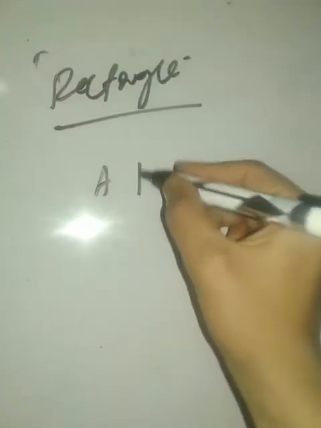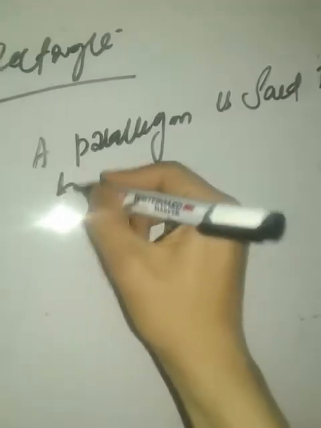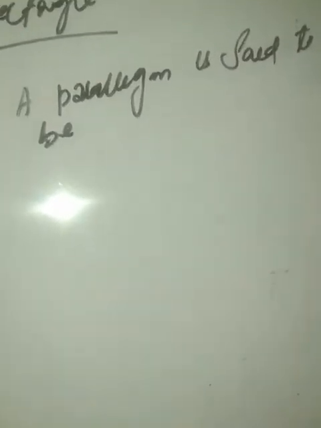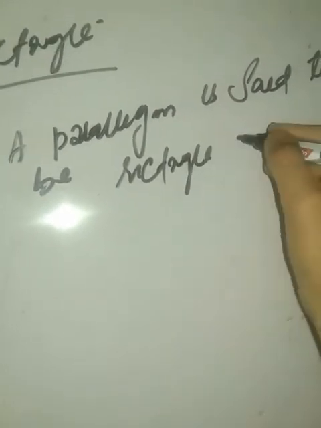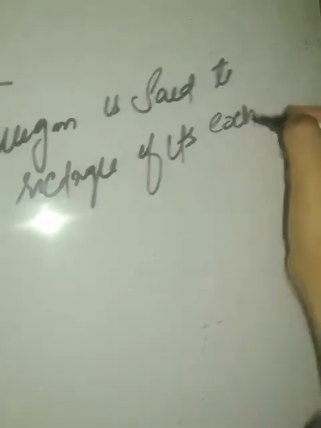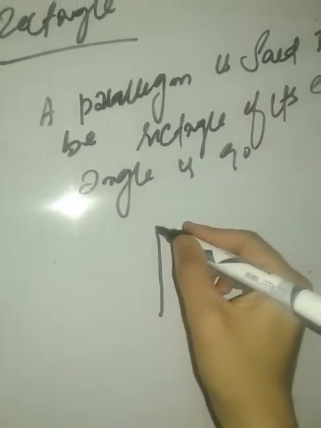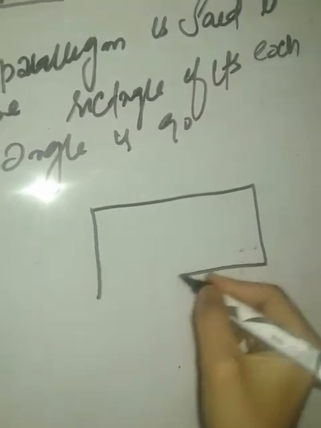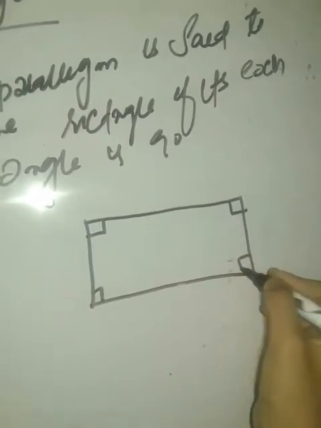A parallelogram is said to be a rectangle if each angle is 90 degrees. So like this, this angle is 90, this angle is 90, this angle is 90, this angle is 90.